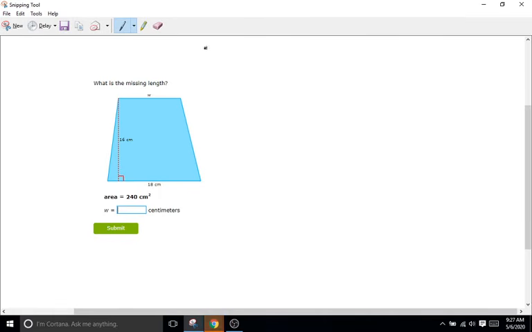So no problem. We'll start with our formula of A equals 1/2 (A plus B), and then multiply by our height. So our area is going to be 240 centimeters squared. They already gave that to us. So area is 240 equals 1/2. Okay, we do not have our A, but we do have our B. It's going to be 18, so plus 18 multiplied by our height of 16.